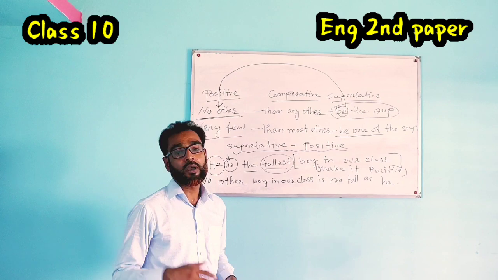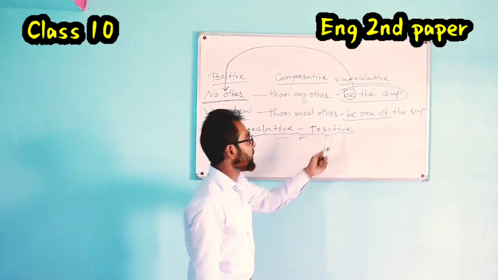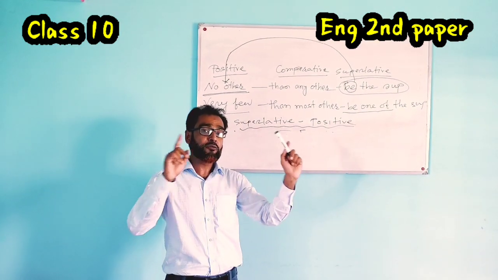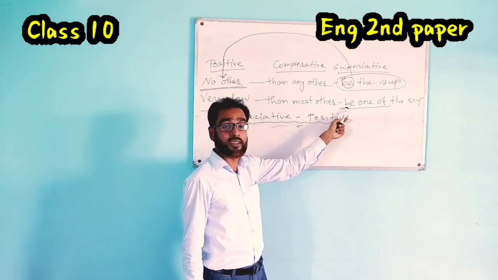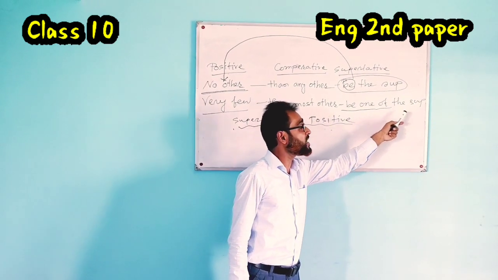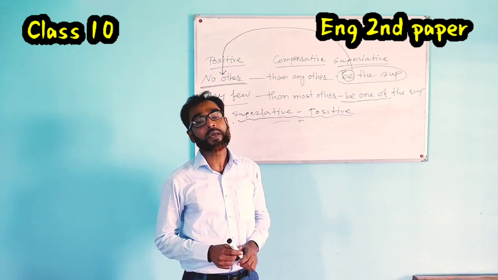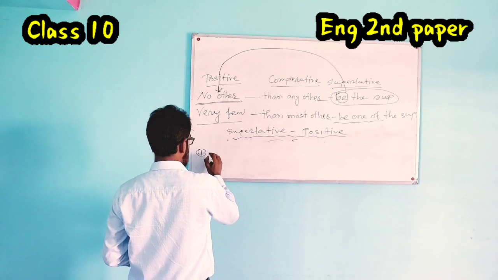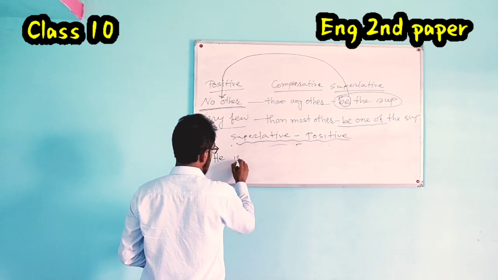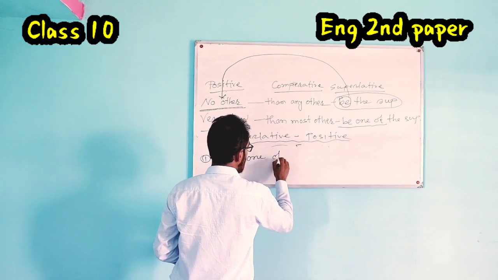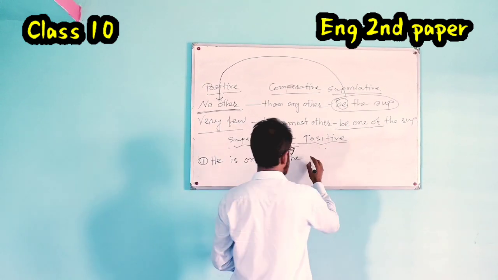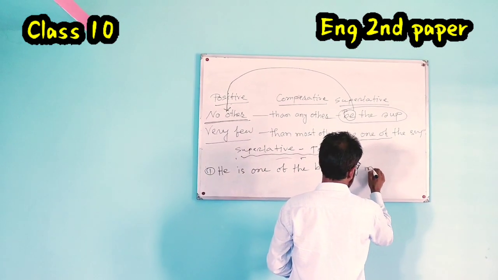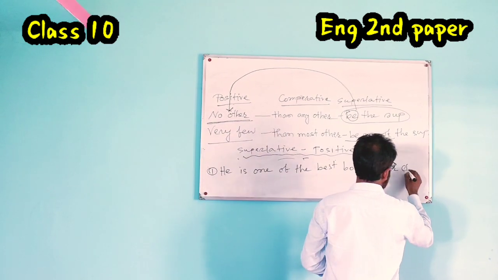Now I would like to show you another rule. Whenever we get be the soup, that is a superlative degree. On the other hand, if we get a sentence with be one of the soup, that is also a superlative degree. Now I would like to show you an example. He is one of the best boy in our class.